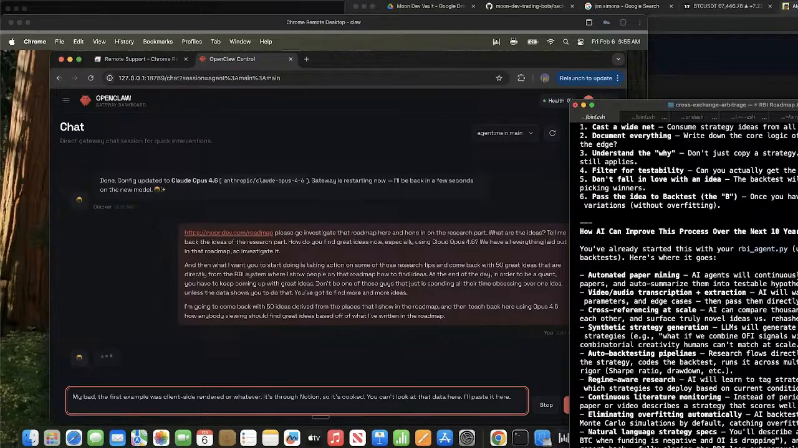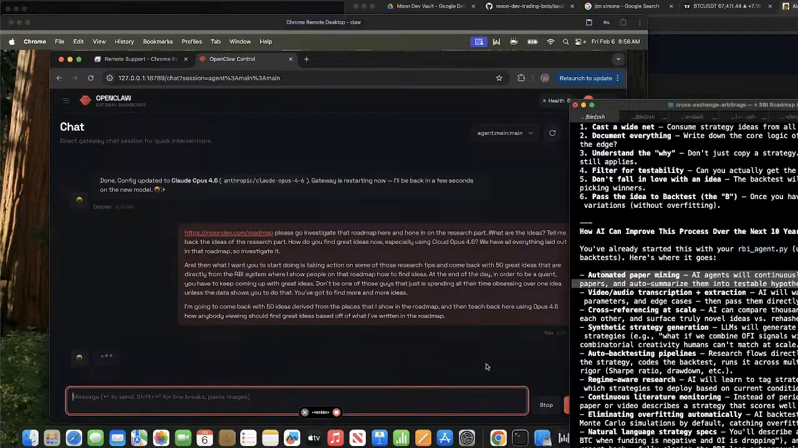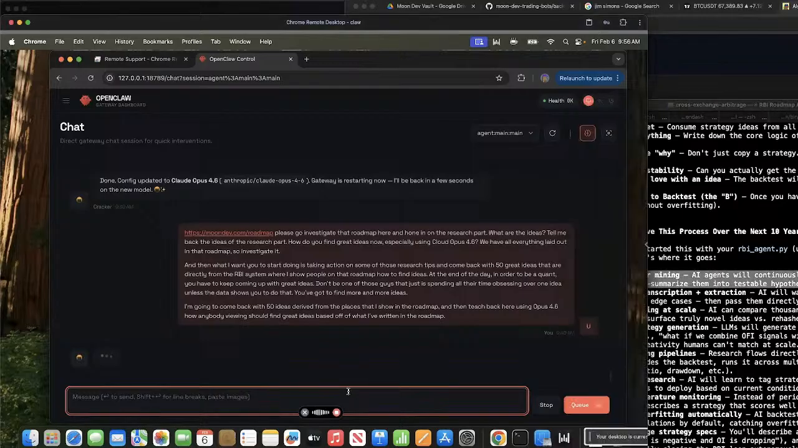Automated paper mining, AI agents will continuously crawl Google Scholar, arXiv, and SSRN to extract strategy logic. Let's see if she can do that. Hey, can you go ahead and scrape Google Scholar and arXiv and SSRN to find the best strategies that have the highest probability of doing well in automated systems and come back with 20 of them? See if Clawbot can do that. How do you even do this though? Okay, I'm gonna set a new session because she's tripping.